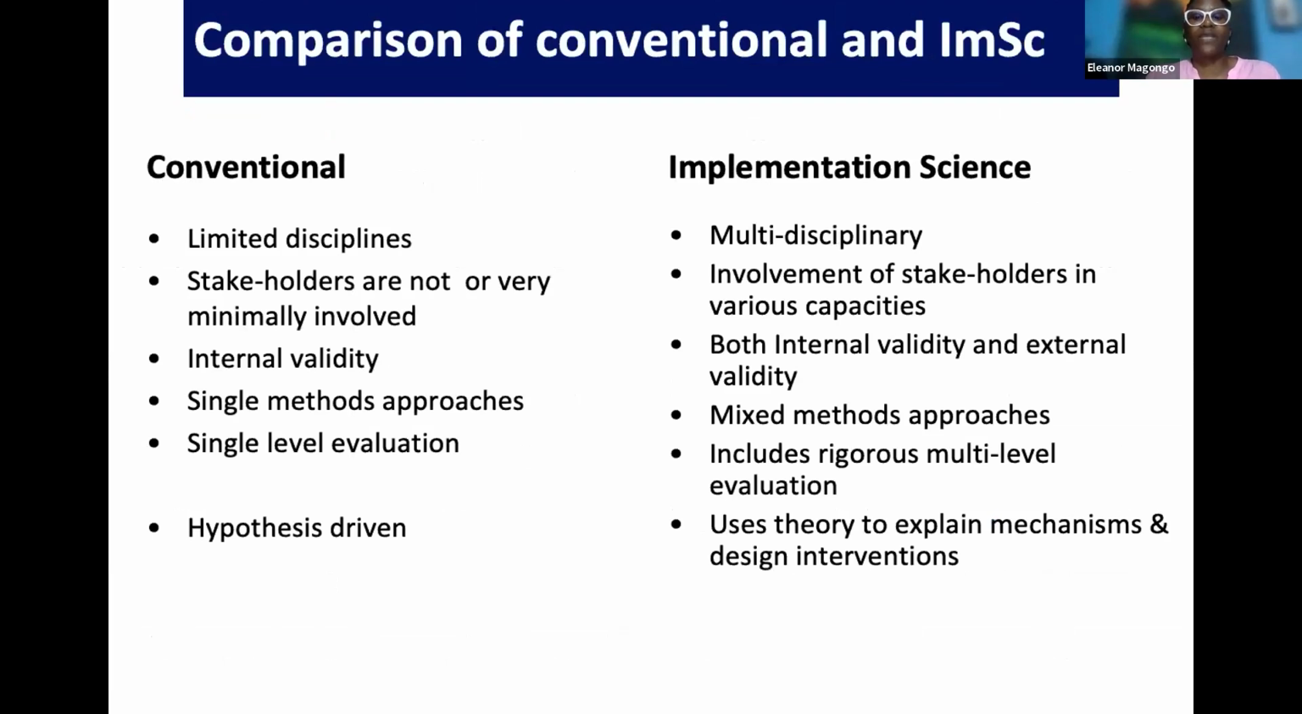So this is further to highlight the differences between conventional and implementation research, the fact that implementation research is multidisciplinary, while in conventional research, you might minimally involve stakeholders. Here, involvement of stakeholders is key, and you're involving various stakeholders. In conventional research, we are very focused on internal validity. On the other side, we look at both. And in implementation science research, we commonly use mixed methods. So these are some of the differences that help us to understand the two disciplines.